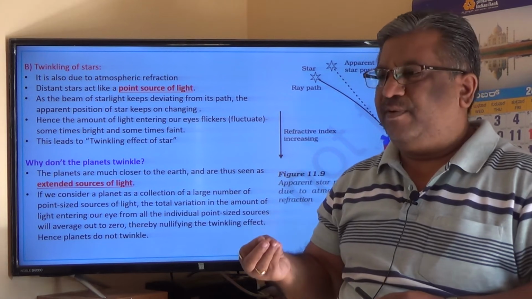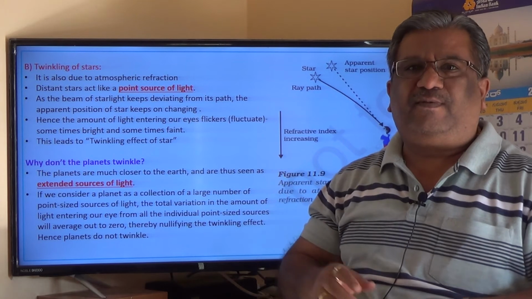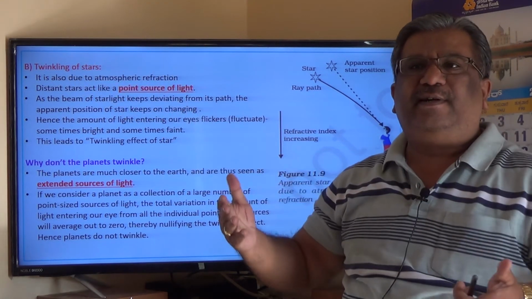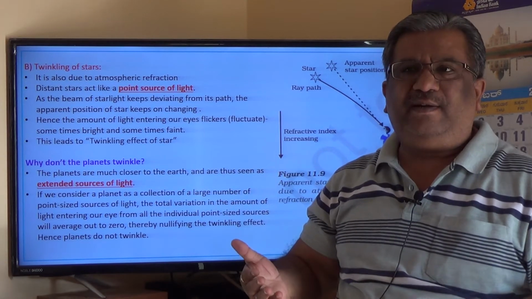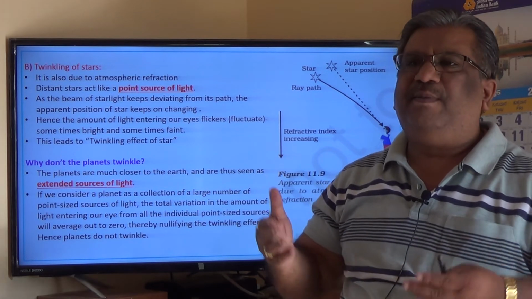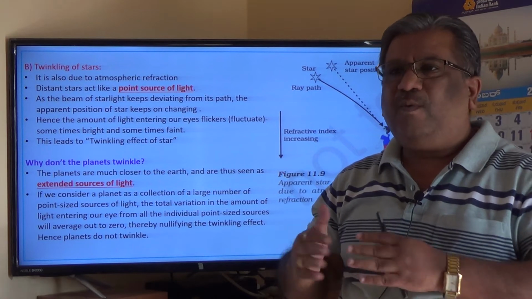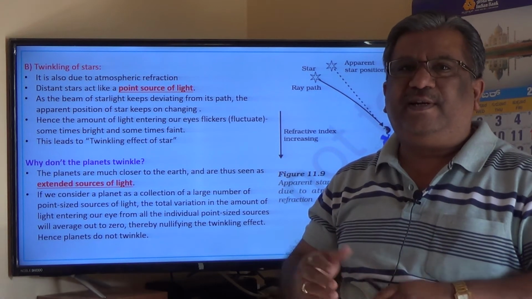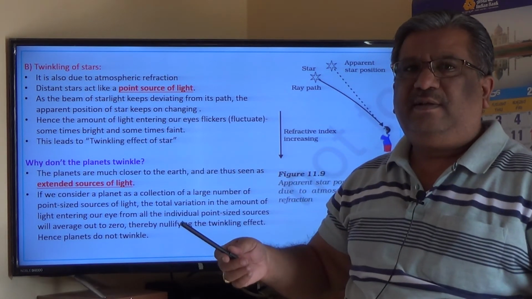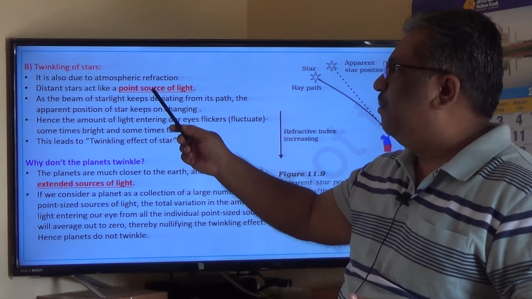A simple example I will give you. One LED bulb can be considered to be a point source of light, whereas an LED tube light, a 2 feet LED tube light, is considered to be an extended source of light, which is the collection of point sources of light. That is a simple way of putting it to explain what is a point source and what is the extended source of light. So distant stars, even though stars are very big, the distant stars act like a point source of light.